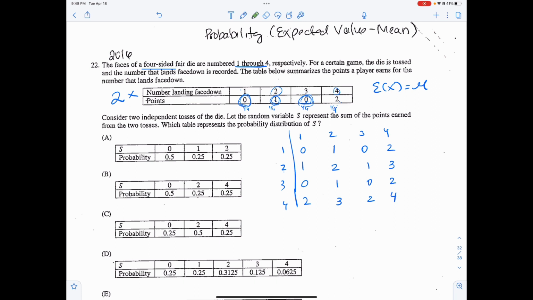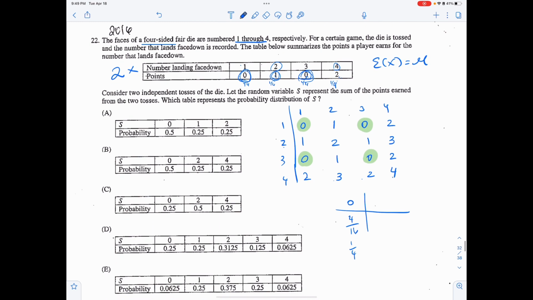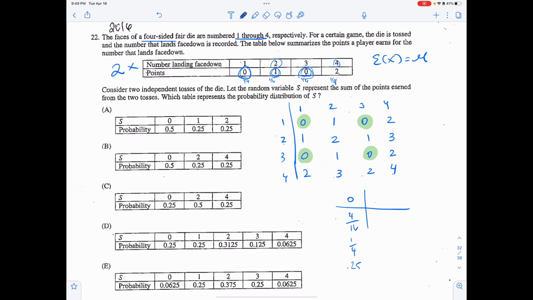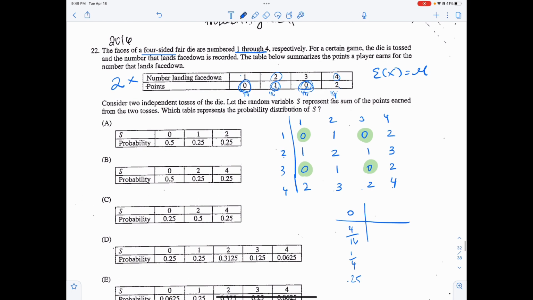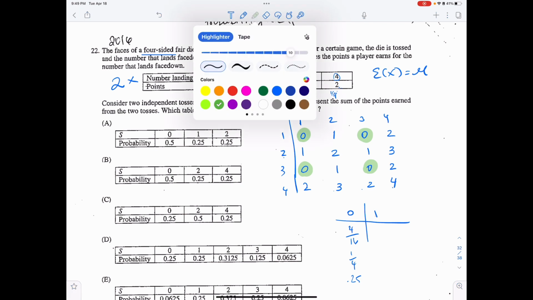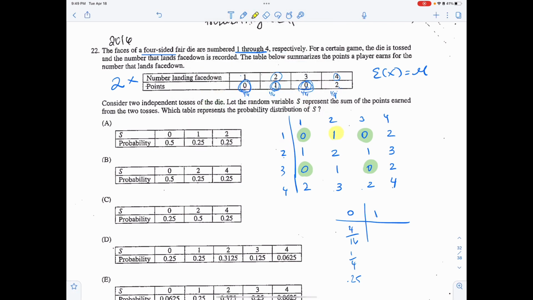So now I have 4 zeros. There are 1, 2, 3, 4 times 1, 2, 3, 4 possibilities, so that's 16 possibilities. So 4 out of 16, or 1/4, which is 0.25 if I put it in decimals. The probability of getting a 1 is going to be 1, 2, 3, 4.